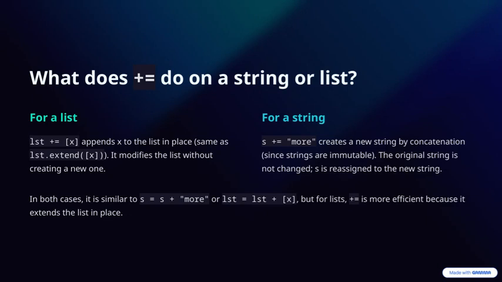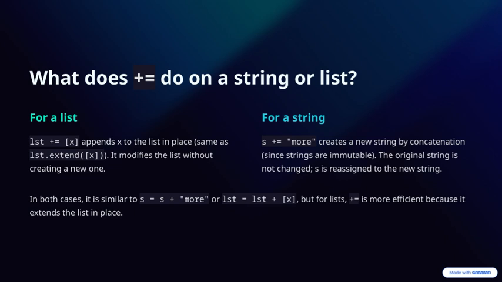So in both cases, using s = s + more or lst = lst + x, the operation creates a new object. For strings, since they are immutable, concatenation results in a brand new string, and we have to reassign s to this new string. It's like making a new copy each time.